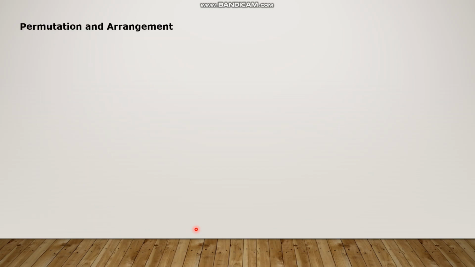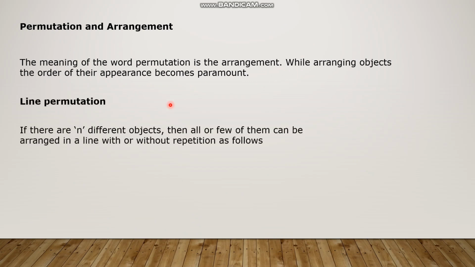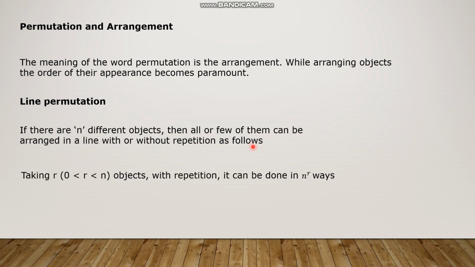Next idea is permutation and arrangement. The meaning of the word permutation is arrangement. While arranging objects, the order of their appearance becomes paramount. Next concept is line permutation. So if there are n different objects, then all or few of them can be arranged in a line with or without repetition as follows.